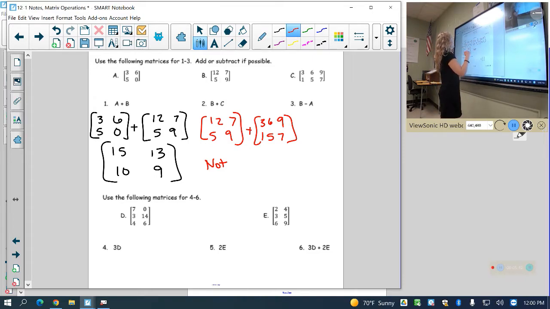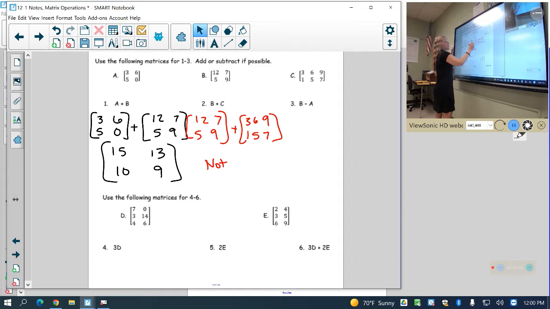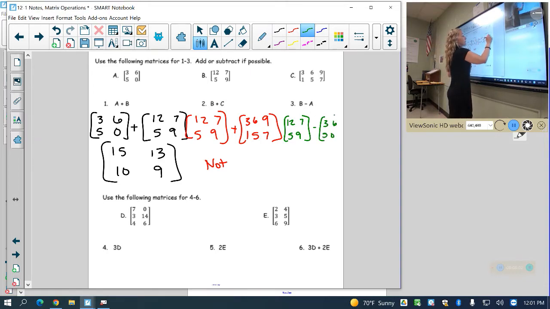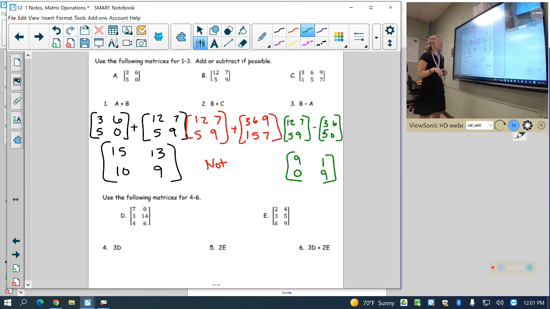Now, subtracting. I kind of didn't give myself enough room here, but let's go ahead and subtract. I'll move this over. Let's subtract B minus A. So I have 12, 7, 5, 9, and then minus 3, 6, 5, 0. I'm just going to subtract each corresponding part, row 1 column 1, and so on. So 12 minus 3 is 9, 7 minus 6 is 1, 5 minus 5 is 0, and 9 minus 0 is 9. So that's my solution for that one.